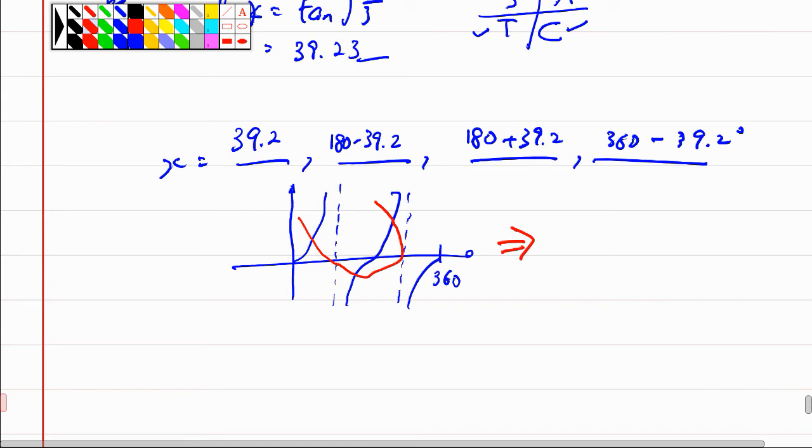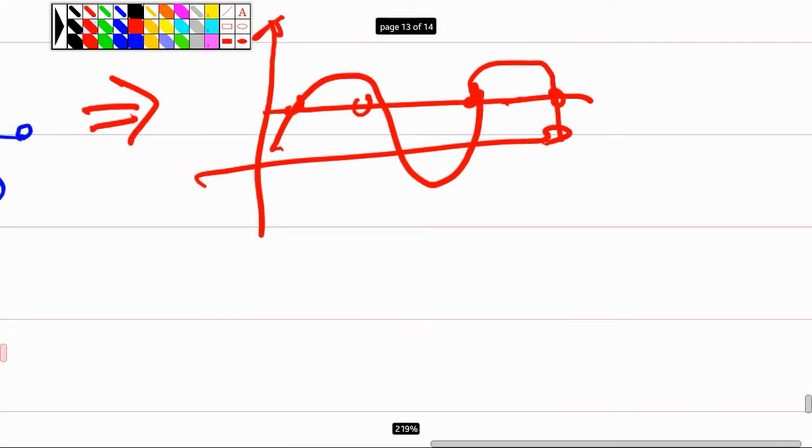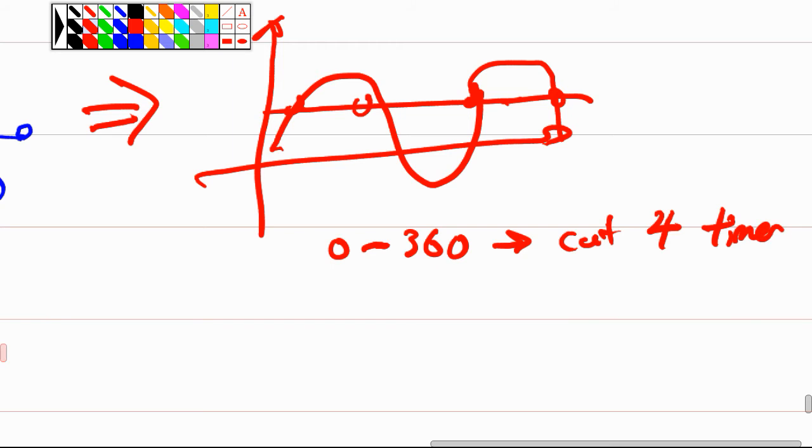Now I want you to understand this. This straight line doesn't make sense. But having 4 answers means I have a graph like that, and it will cut 4 points. 1, 2, 3, 4. What I want you to understand is this: between 0 to 360, I will cut 4 times. Who doesn't understand this statement? Now, I'm using this to answer part 2.